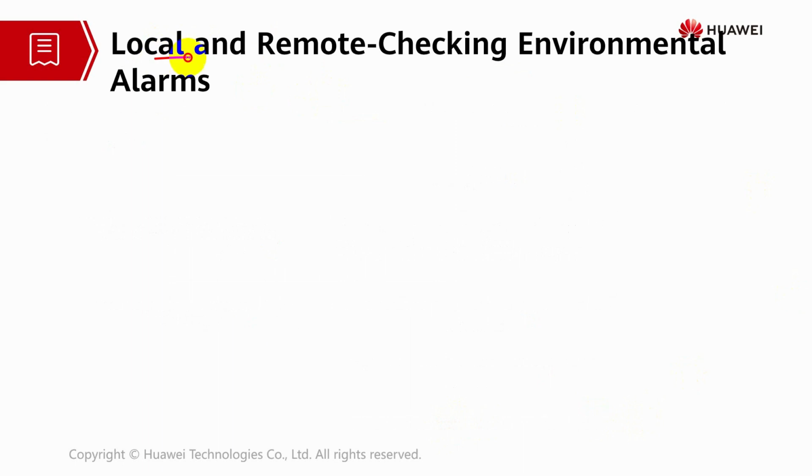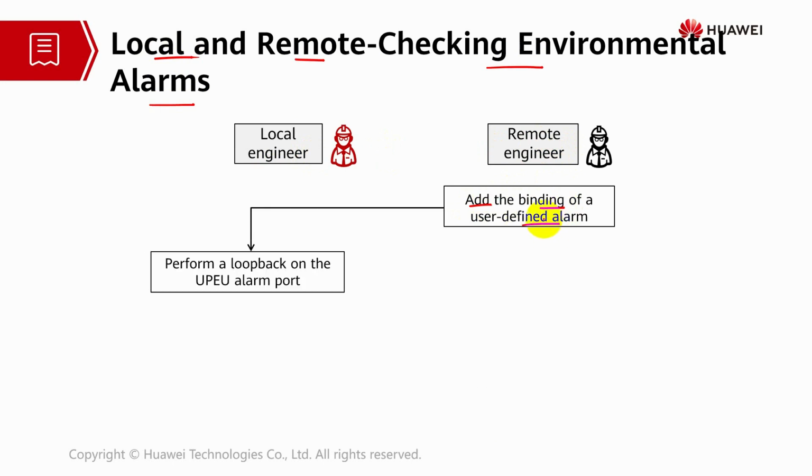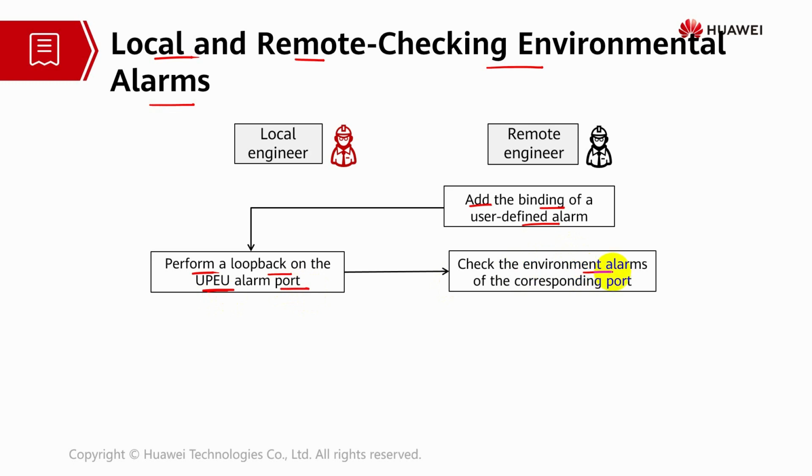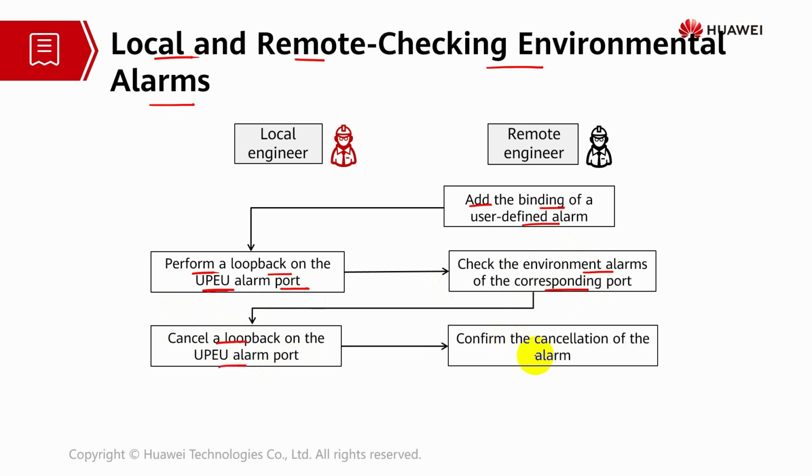Next we move into the local and remote engineers checking the environment. How do they handle the environmental alarm? Let's see what the local engineer and the remote engineer do. The remote engineer will add the binding of the user defined alarm which is related to the environmental alarm. They will inform the local engineer to perform the loopback at the power supply board, which is the UPEU, known as the Universal Power Environment Unit alarm port. The remote engineer again will check the environmental alarm corresponding to the port. Once it has been done, they will cancel the loopback on the UPEU alarm port. The remote engineer will confirm the cancellation of the alarm. After that, they will view the active alarms, if any alarms are applicable to the environment.